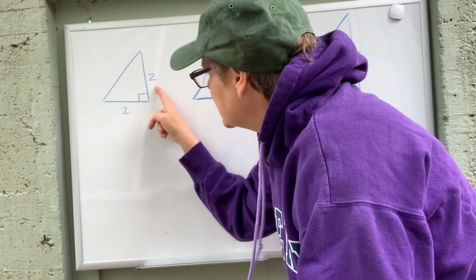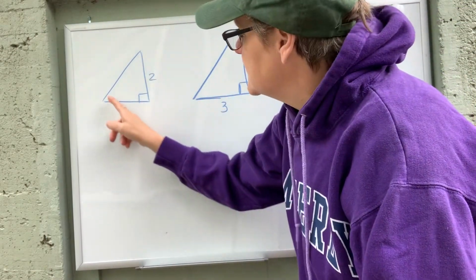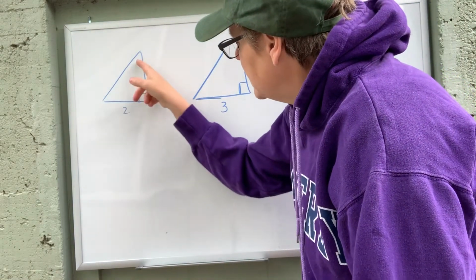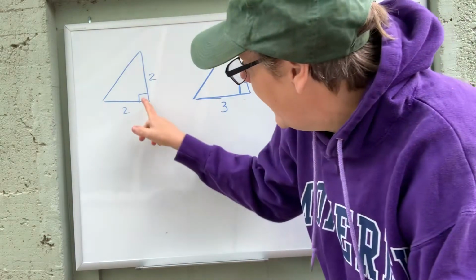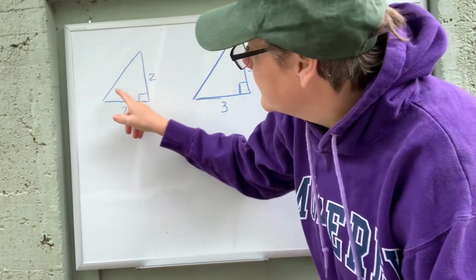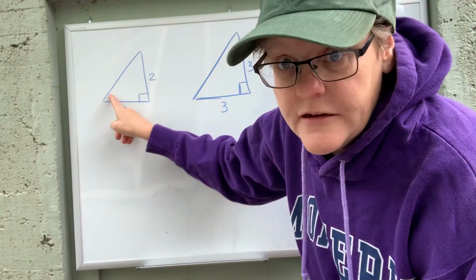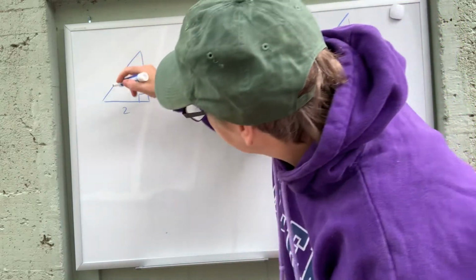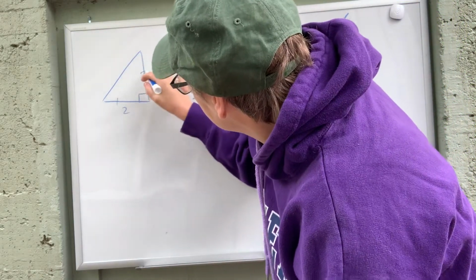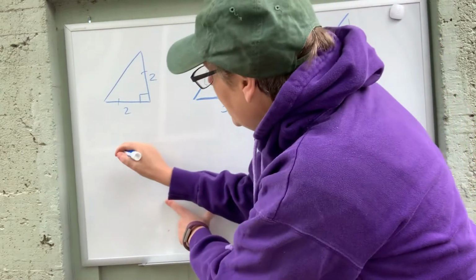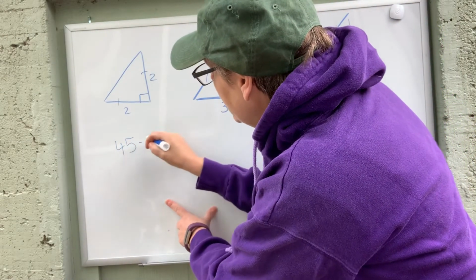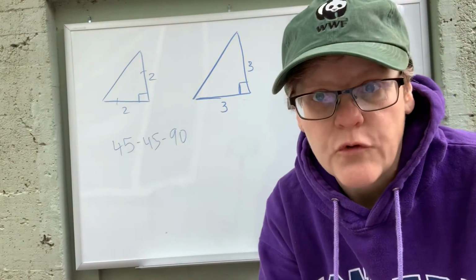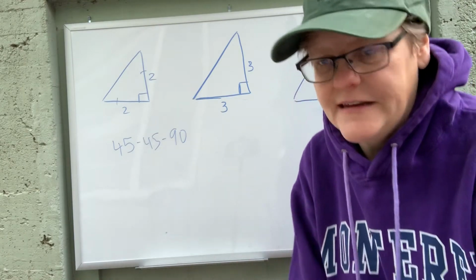If these 2 sides are the same, then it means that these 2 angles have to be the same. And since I know that all 3 of these add up to 180 degrees, and that much of it is 90, these 2 together have to equal 90 degrees, which means that each one of them has to be 45 degrees. Okay, so this kind of an isosceles right triangle, we have another name for it. We call it a 45, 45, 90, because the 3 angles are 45, 45, and 90 degrees.